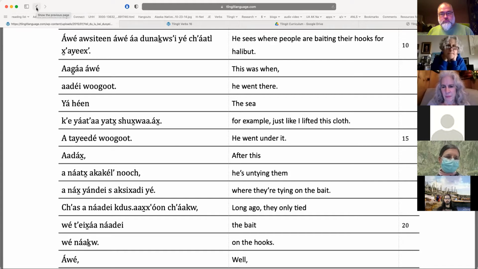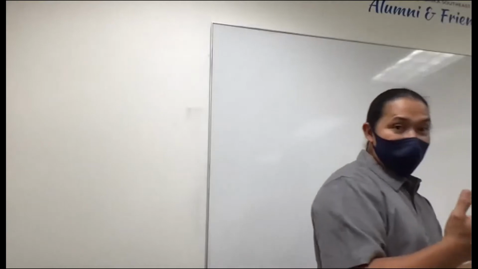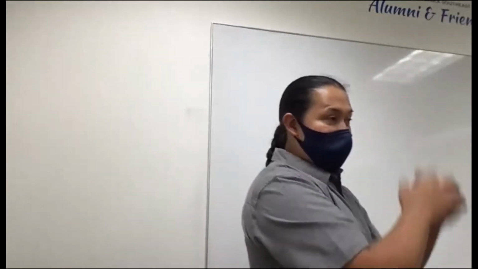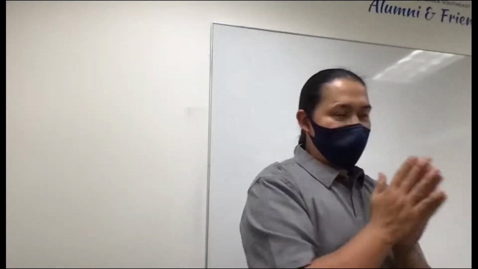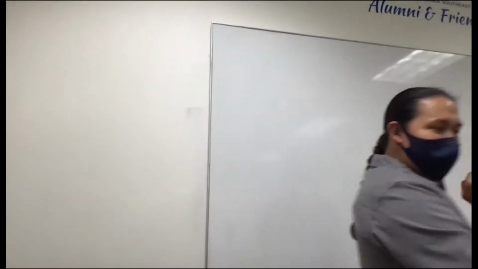Your task for the weekend is to go through the dictionaries that you could find. If you can't find one, let me know. They're on our class website. There's a few different dictionaries on them. Under resources, beginning Tlingit, there's four different dictionaries you can access. I would like you to try and remember as many bird names as you can. Birds.